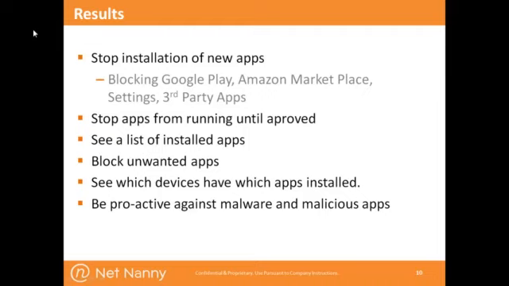We can stop apps from running until they're approved. The way that we do this is we simply set the settings within NetNanny to block newly installed apps until they're approved. We can see the list of all the installed apps. We can get the information about which device they're installed on. We covered how to obviously block apps directly by just changing them from green to red. And this allows you to be proactive, obviously, against things like malware and malicious apps.